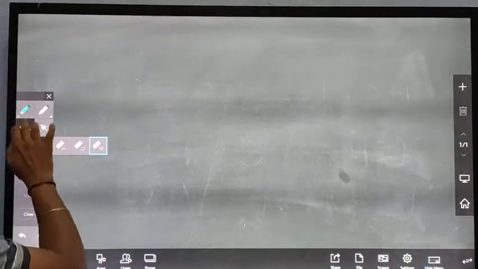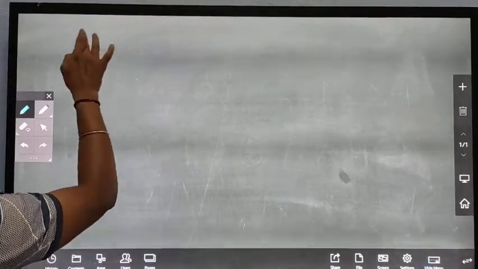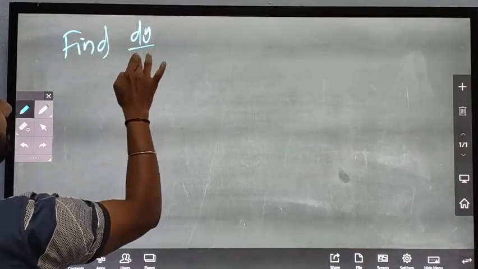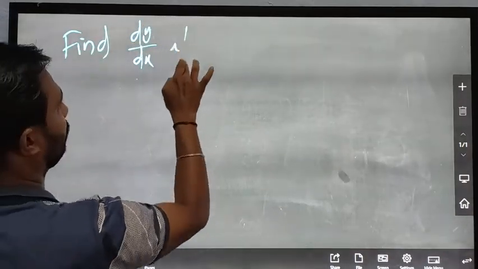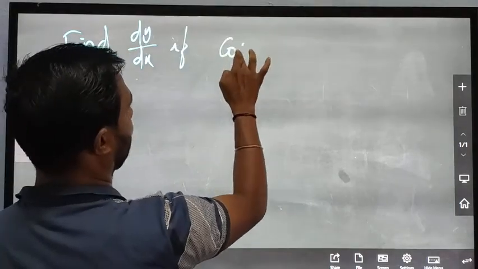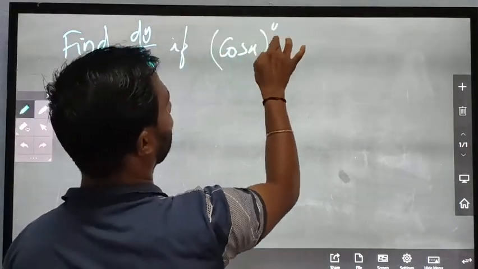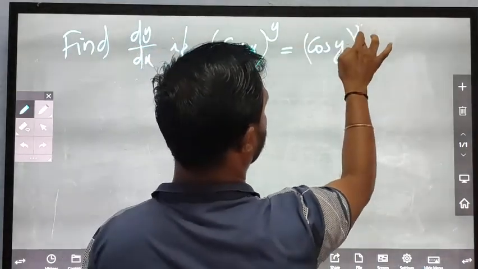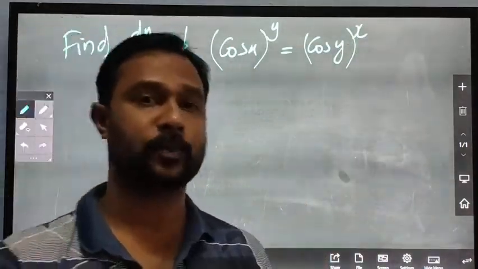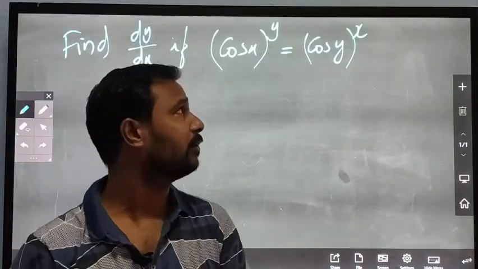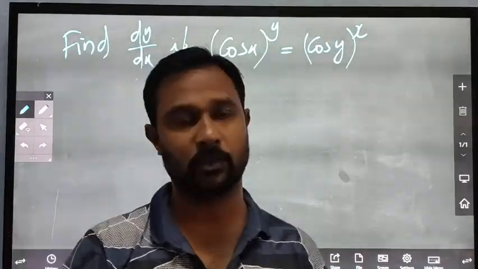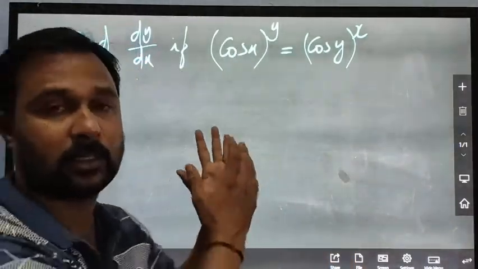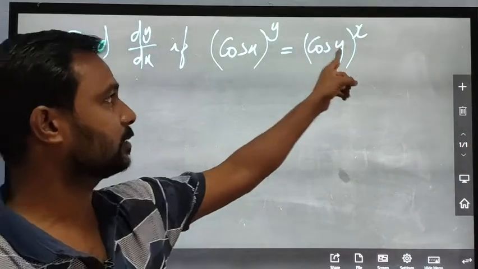Let us find dy by dx. Here is a question like this. Find dy by dx if (cos x) to the power of y is equal to (cos y) to the power of x. Okay, so a relation is given: (cos x)^y = (cos y)^x, to find dy by dx. Now you analyze both sides, both LHS and RHS.